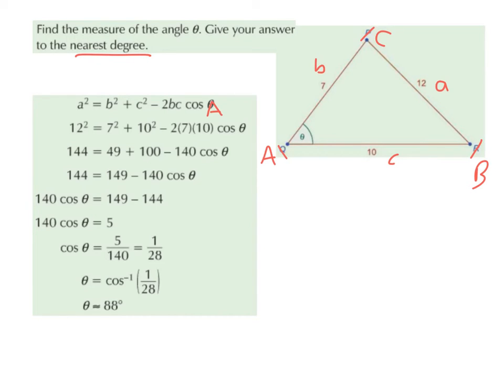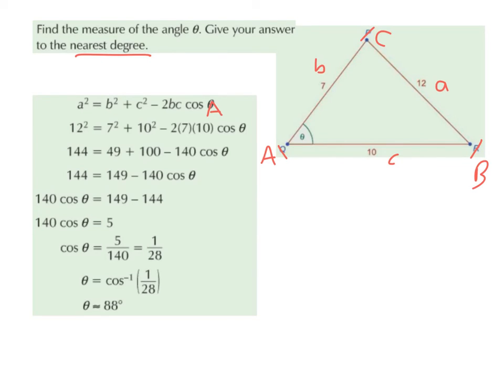Then we're going to work out as much as we can. So 12 squared is 144, 7 squared is 49, 10 squared is 100, minus 2 by 7 by 10 is minus 140, and we still have cos of theta. So bring down 144. Then 49 plus 100 is 149, and we still have minus 140 cos of theta. So then we're going to bring the 144 over the equal sign, and we're going to bring the minus 140 cos of theta over the equal sign as well, because we want our cos on the left of the equal sign, but it doesn't really matter too much if it's on the right.